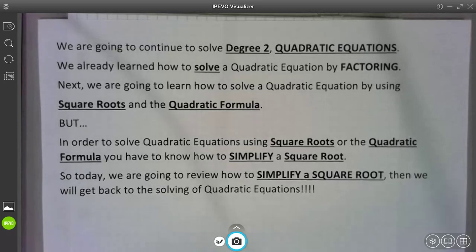Today we are going to continue to solve degree 2 quadratic equations. So you guys took a quiz on the solving, right? So we're still going to continue solving a degree 2 quadratic equation. We just learned how to do it by factoring.